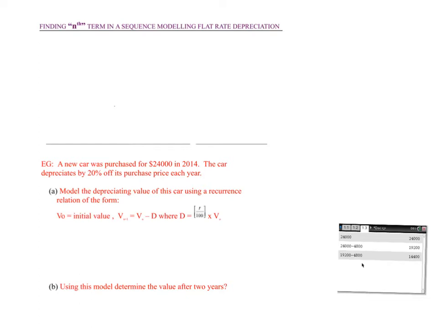Okay, so you will see this wording being said in your questions: find a rule for Vn, or the nth term. So you should be looking at this. Let's write out the rule for the nth term for flat rate depreciation, and it will look like this. The way I find any term in this sequence is Vn equals V0, whatever your original amount is, minus n times d.